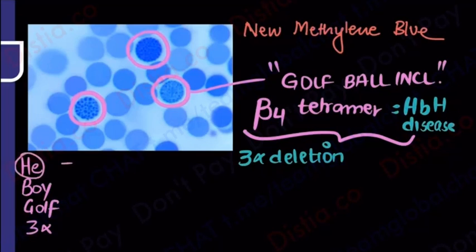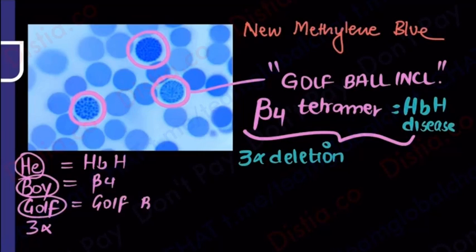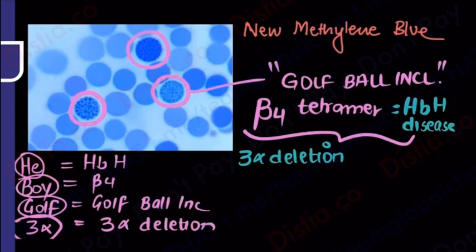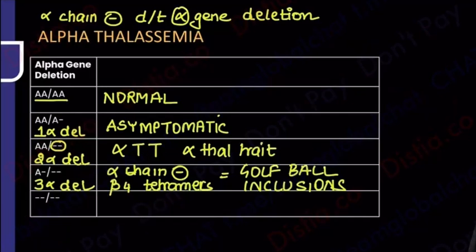So this is HbH disease. Boy means these are going to be beta 4 tetramers. Golf of course tells you that it's going to show you golf ball inclusions. And why 3 a.m.? Because usually when you have a breakup you are awake late in the night. So 3 alpha gene deletions is what is going to happen in this. Okay? So he is a boy who's playing golf at 3 a.m. to distract himself. And that is the story. This is known as the HbH disease.